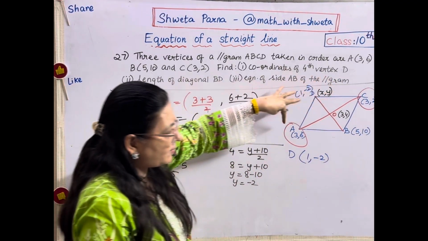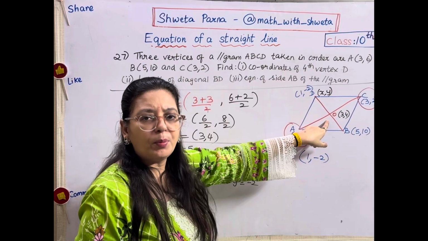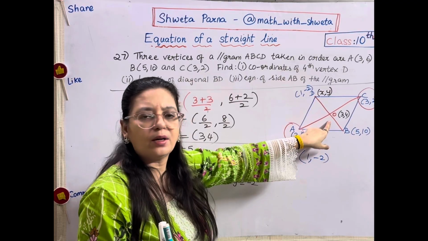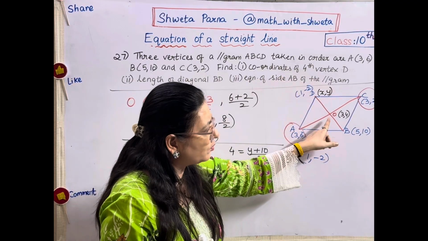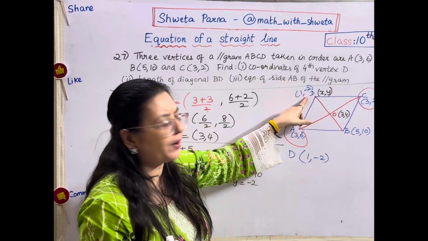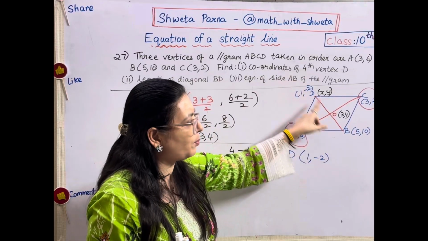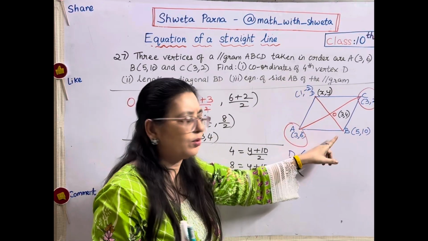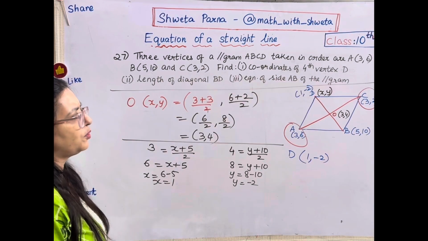First, for diagonal AC, O becomes the midpoint. Using the midpoint formula, find the coordinates for O. Same way, using this O and B, you will find D because O is the midpoint of diagonal BD also. You got the coordinates of the fourth vertex D.